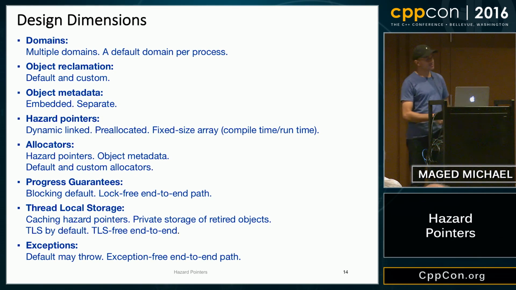Allocators for hazard pointers, for metadata, progress guarantee. It's probably more efficient to have blocking by default, but if a user wants an end-to-end block-free path, they should be able to do that. Thread local would be better by default, but it can be problematic for certain programs, so we should allow users to have a TLS-free path. And exceptions also, we should allow the user to have no exceptions end to end.